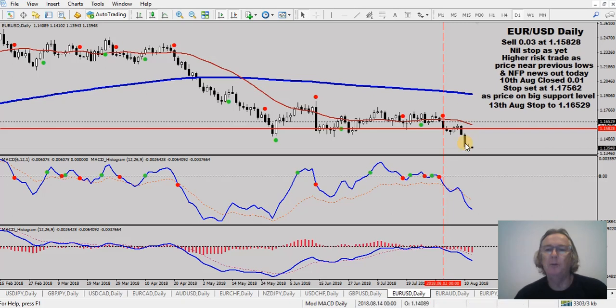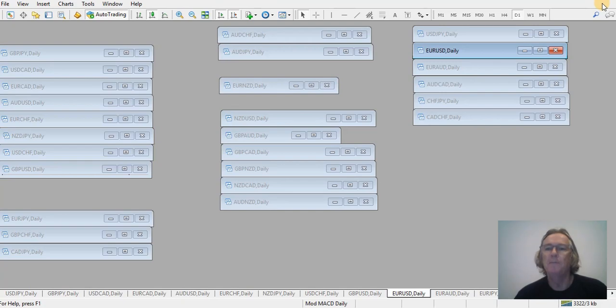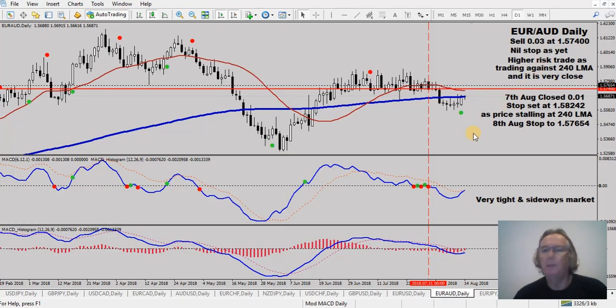So all I'm doing is reducing my risk here, taking some profit, and still leaving myself with 1/3 of the trade on the table to stop in place where I can't lose. So that's Euro USD. Euro Aussie is probably a little bit easier to justify. It's a sell back here.